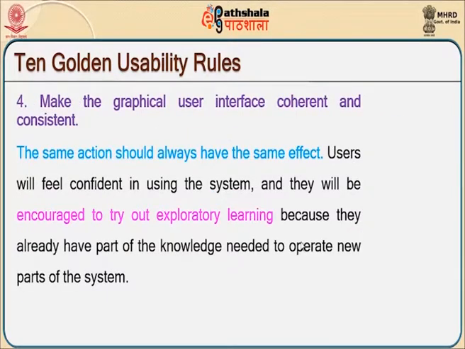Rule 4. Make the graphical user interface coherent and consistent. This is what has to be given more importance when designing the usability of any design. The same action should always have the same effect. Users will feel confident in using the system and they will feel encouraged to try out exploratory learning because they already have part of the knowledge needed to operate new parts of the system. So, they wish to have an iterative nature of what they wish to create and the system needs to be very consistent till the end.